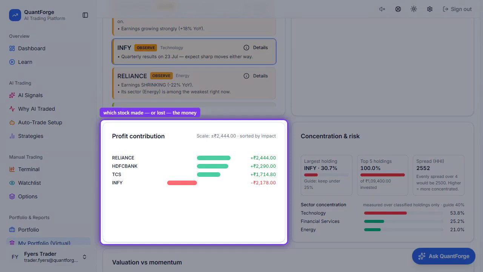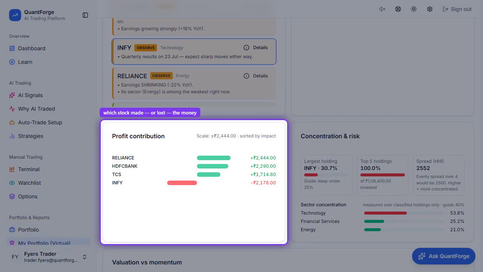This next one has bars going both ways from a center line. Profit contribution. It answers the question the ring cannot, which holdings actually made or lost you money. Right is rupees earned, left is rupees lost, sorted by impact. Why is that different from the ring? The ring shows where your money sits. This shows what your money did.